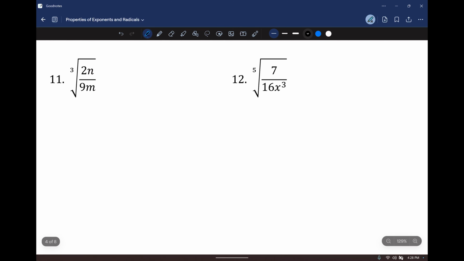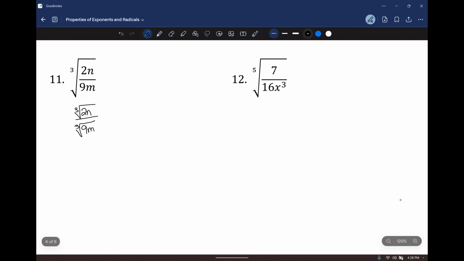All right, number 11. So if I can reduce inside my root, I would do that. I can't reduce, so I'm immediately going to cube root my top and cube root my bottom. But I can see that 9 is not a perfect cube. 9 is made up of 3 times 3. That's only 2 terms. I need 3 or more of something to be able to reduce. So I can't reduce, but I have to get this root off the bottom.